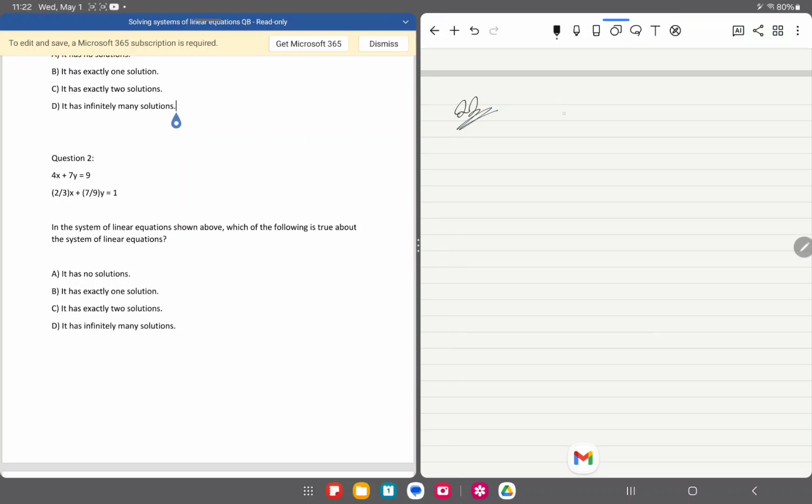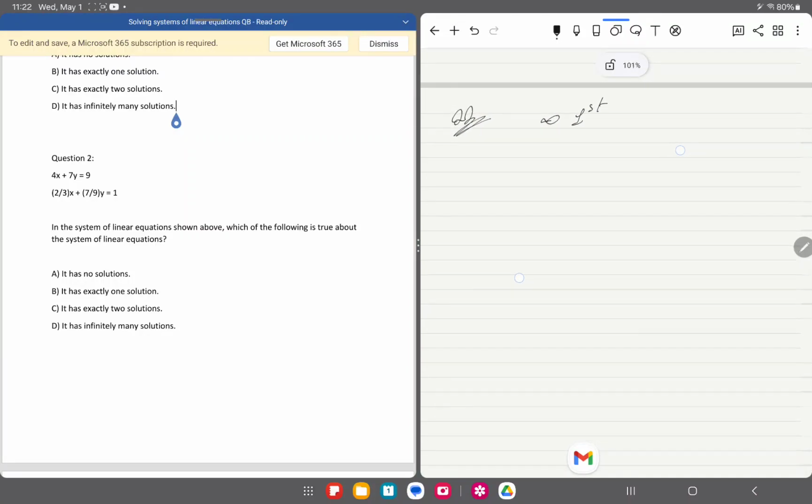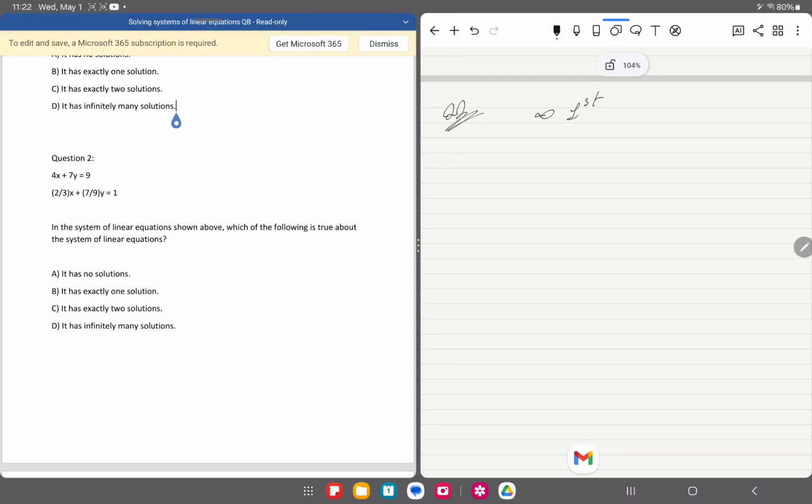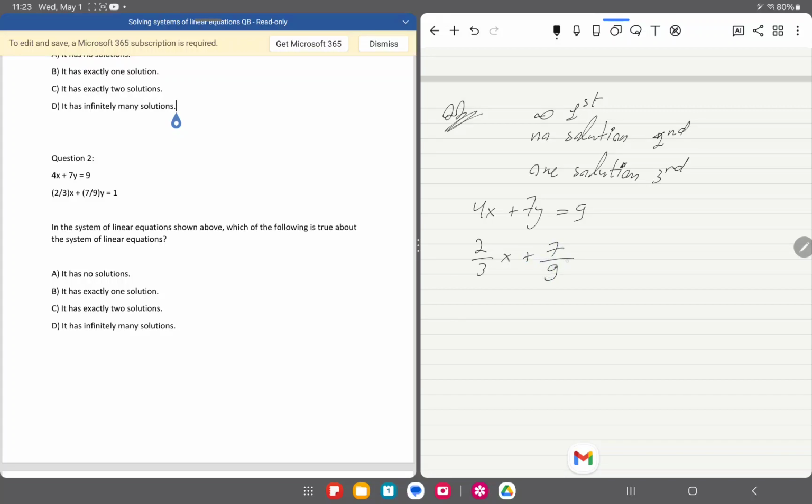Question 2. Now we decided to check for infinity first, just to tick it off our box. Then we can check no solution. This is how I'm trying to approach it. It's the easiest method, so no solution second, and one solution I'm checking third. Now, I have 4x plus 7y is equal to 9. Why am I writing it again? It's already in there. I want to write it, sorry. Although it's going to take me a couple of seconds, I feel safer doing it. So I don't want to look left and right.